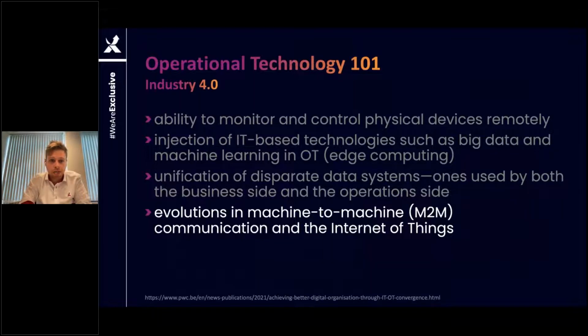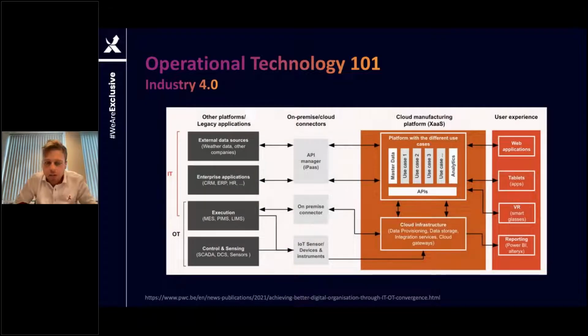So, connection with the internet. A scheme of how such an Industry 4.0 network may look is shown on the slide right here. At the left bottom corner, we have our OT environment with our OT devices, and they are connected to, for example, on-premise connectors or even to IoT sensors, so the internet.